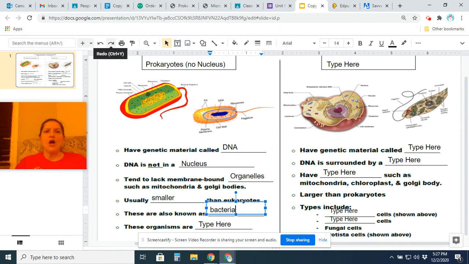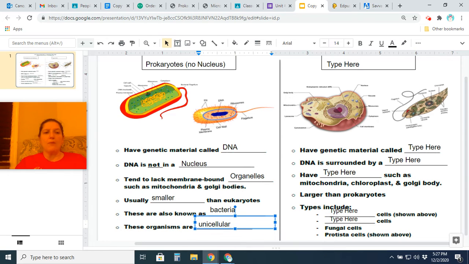All prokaryotes are unicellular, meaning that they are made up of only one cell. So they are a unicellular, one-cell organism.